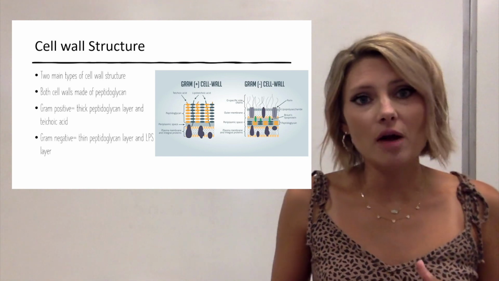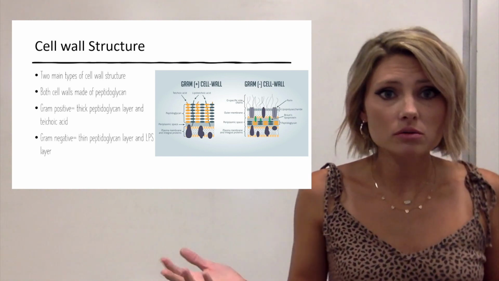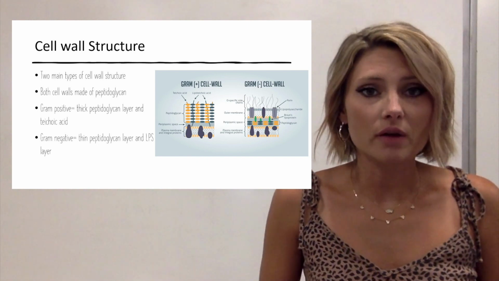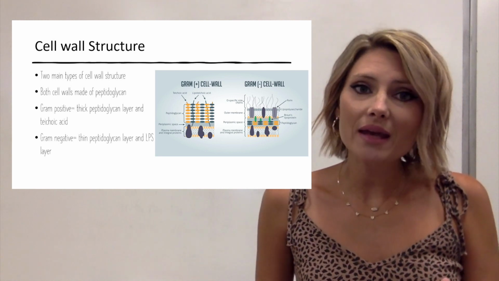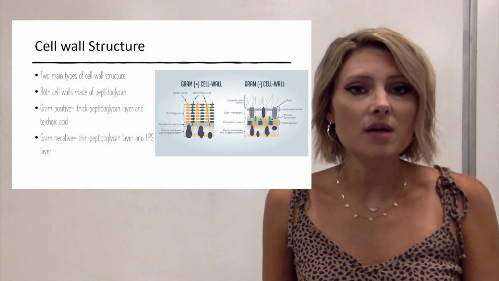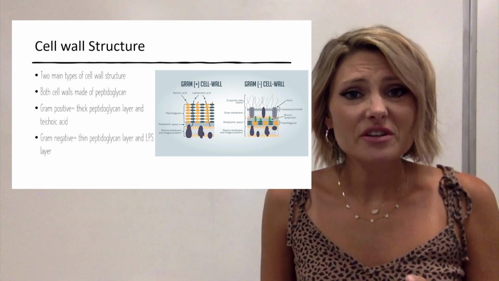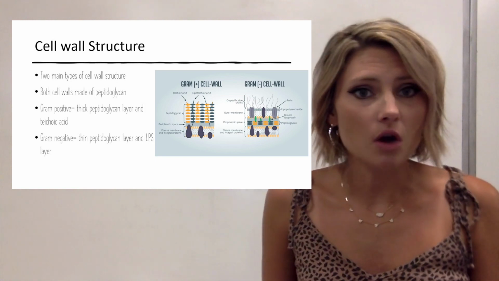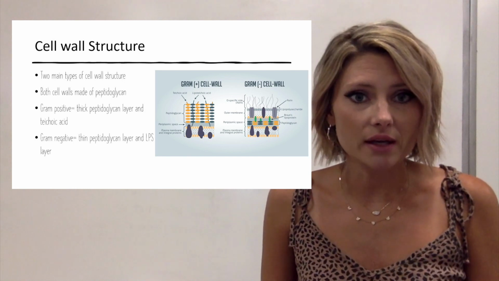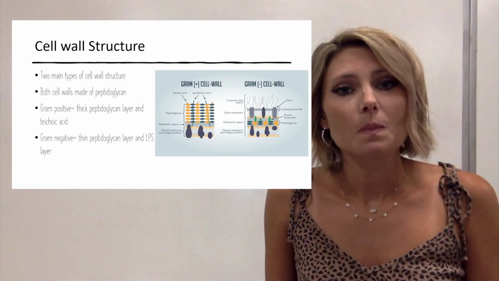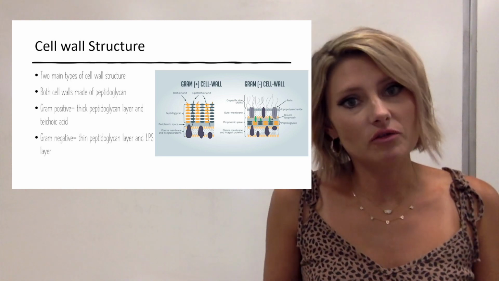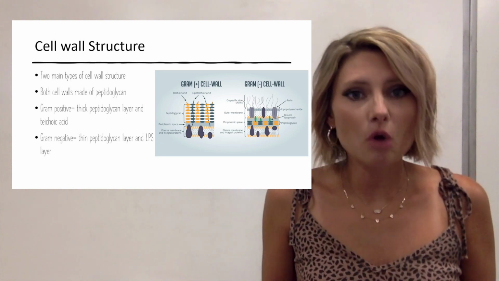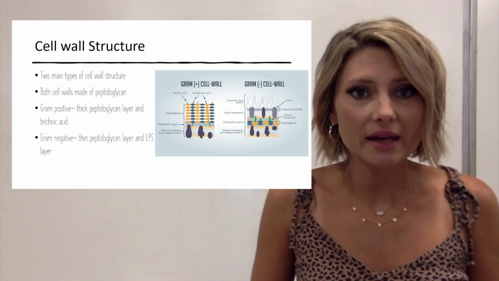Let's first talk about the differences in cell wall so that we know what we're looking at whenever we're talking about the gram stain. Like I said, there are two main types of cell walls, a gram-positive and a gram-negative. The difference is in the structure of the cell wall, so what the cell wall looks like and how it's built. The first difference is the thickness of the cell wall.